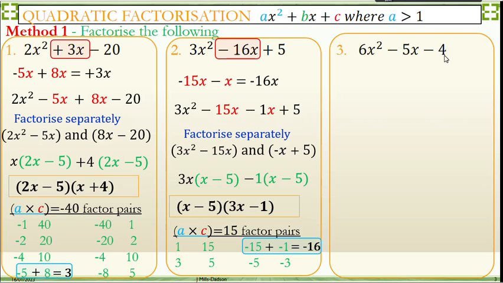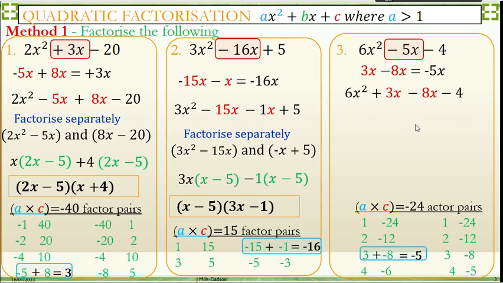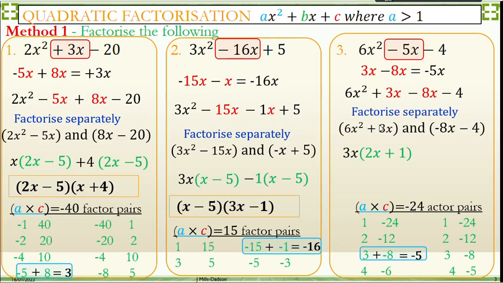6 times negative 4 is negative 24. So you need the factor pairs for that. A pair to add up to negative 5 is this one. Replace negative 5x with that. So I'm going to write the whole thing again. Now, factor them separately. This will give us 3x into bracket 2x plus 1 separately.